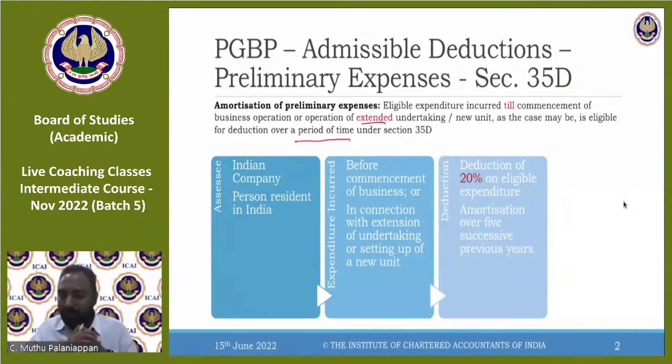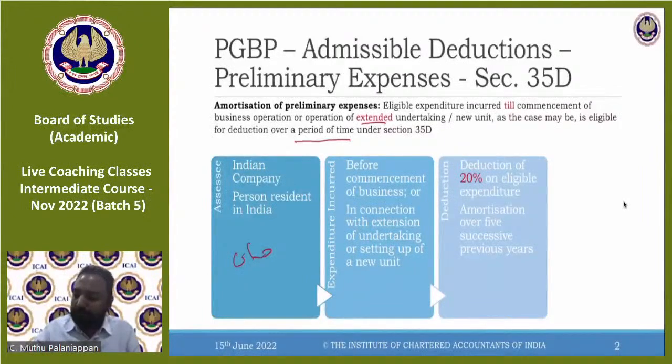The first thing we are going to understand is who is eligible. Who is eligible to claim? An Indian company or a person resident in India. Please understand it is only for residents. A person resident in India or an Indian company is eligible to claim this preliminary expenses deduction.